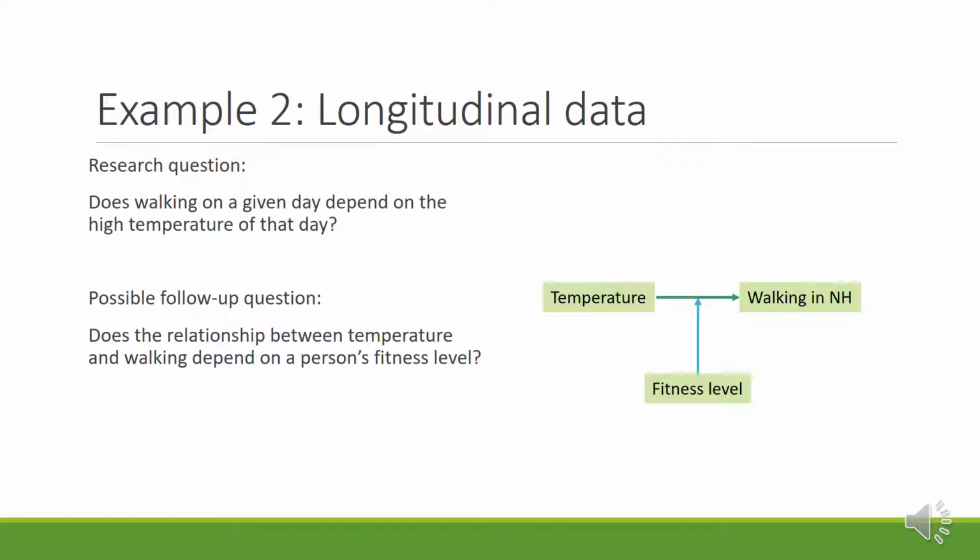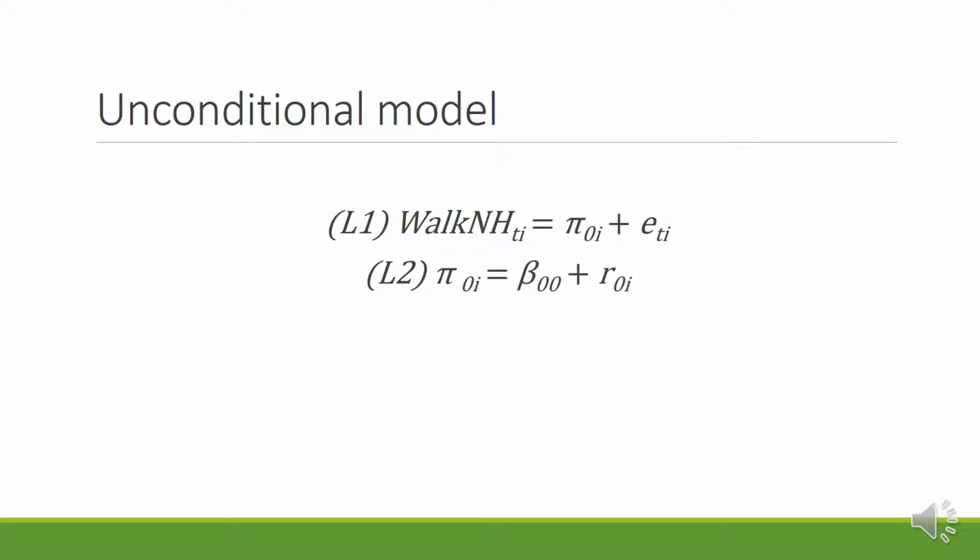A possible follow-up question would be, does the relationship between temperature and walking depend on a person's fitness level? That seems very intuitive, and the diagram on the right illustrates these hypotheses or research questions. Here's the unconditional model, and as you might notice, this is an unconditional means model because there's no hypothesis that there's a change over time. There's a hypothesis that there's a relationship between the high temperature of the day and the walking that happens in the neighborhood on that day.